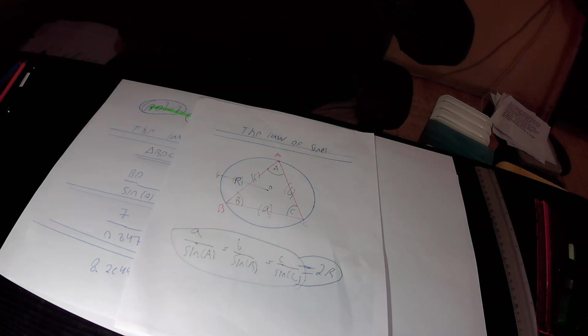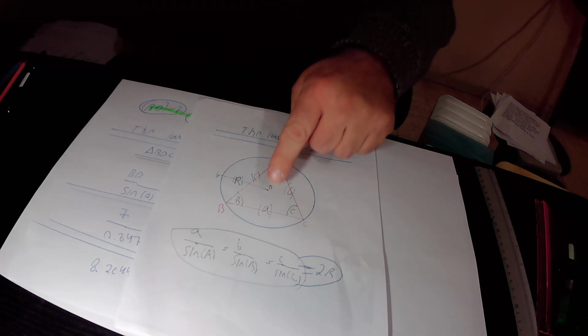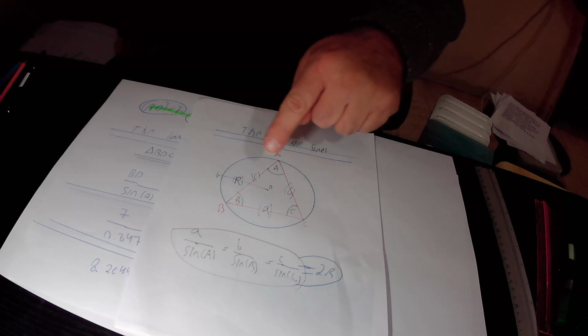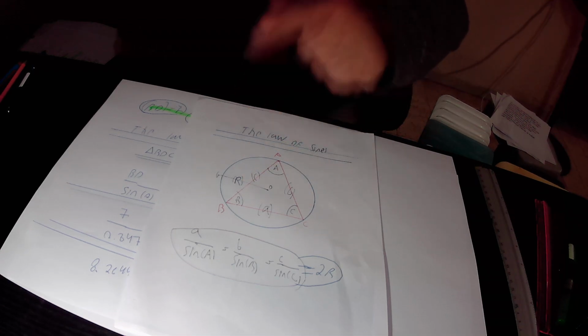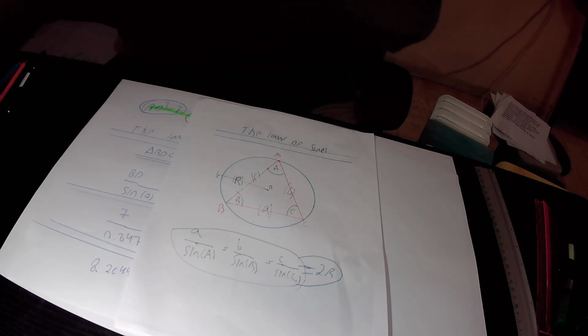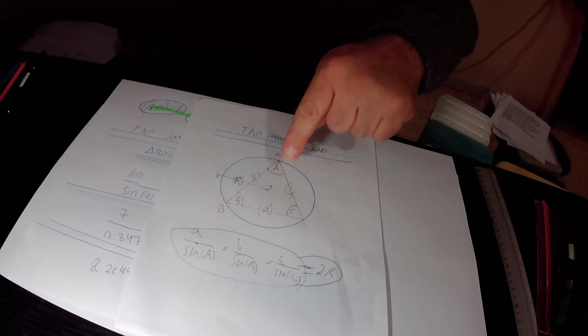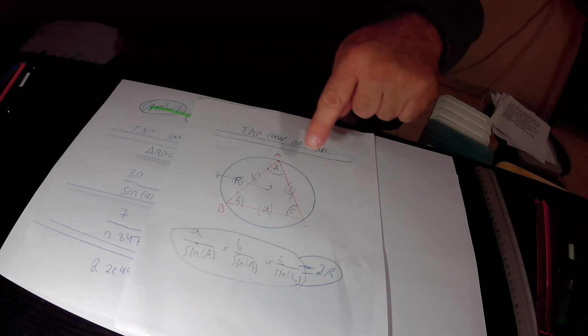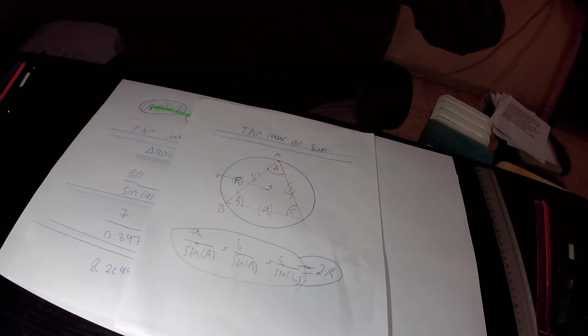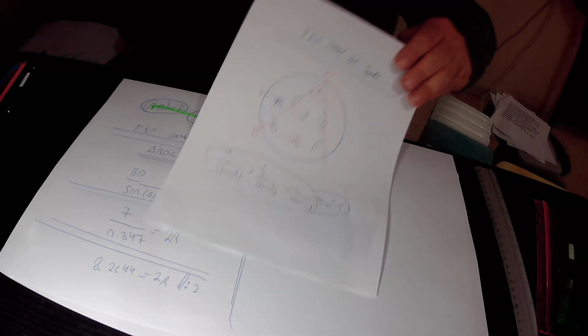So in this drawing, according to the law of sines, the following equation is true: a over sine A equals b over sine B equals c over sine C equals 2R, where R is the radius of the circle circumscribing triangle ABC. So we can definitely apply the law of sines in our drawing.